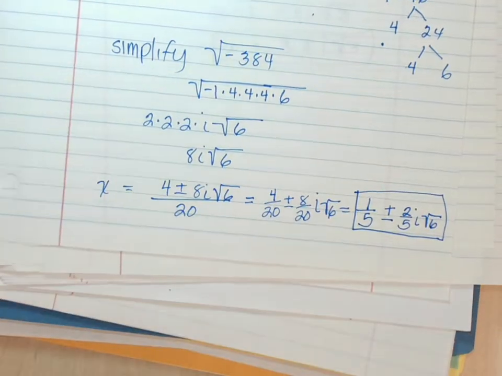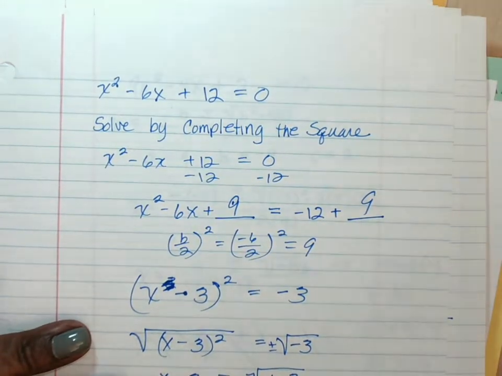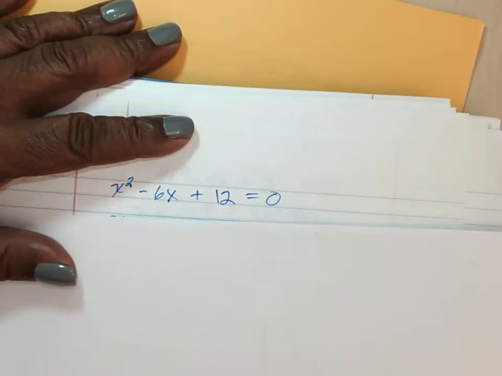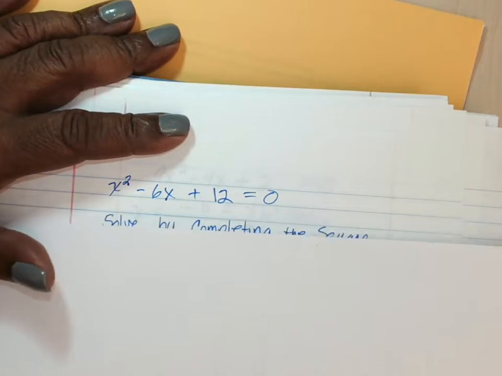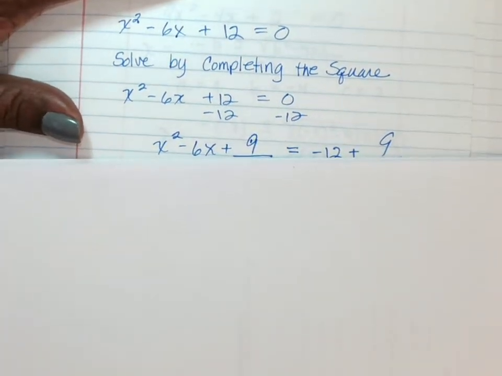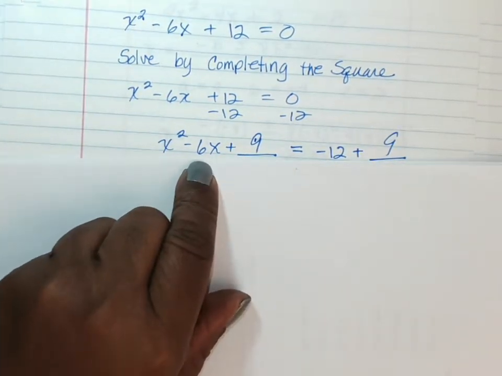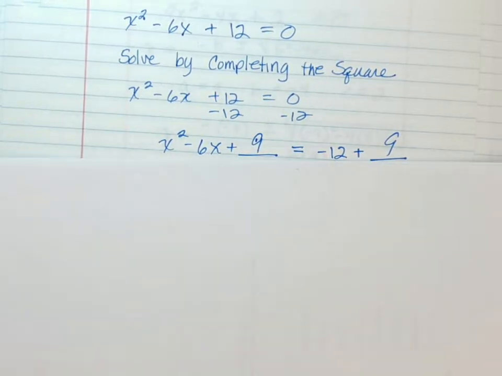Our next example is a little simpler. It is x squared minus 6x plus 12. For this one, I'm going to use completing the square because my b term is even and I don't have to factor anything out. So I'm going to subtract 12 from both sides, and then I'm going to take half of b, square it, and add it to both sides. So that gives me 9. Add it to both sides.